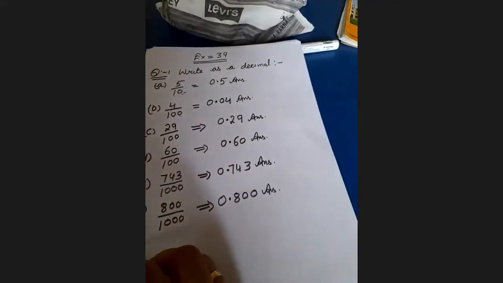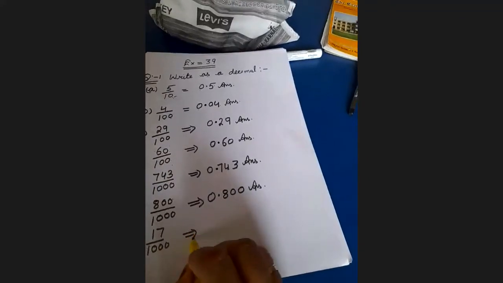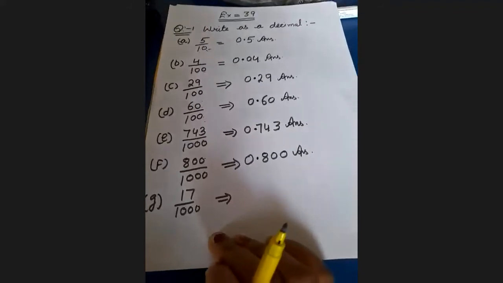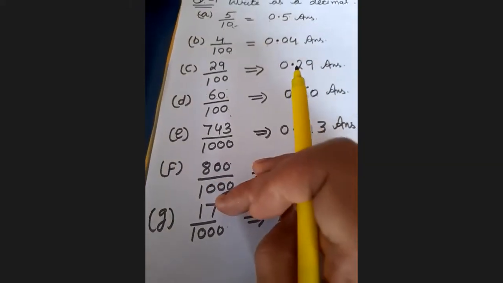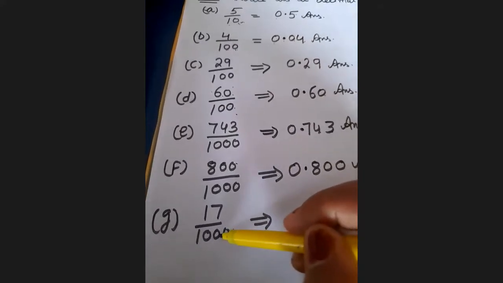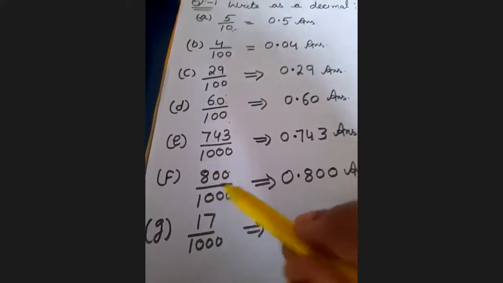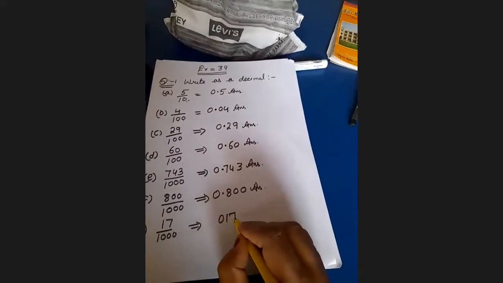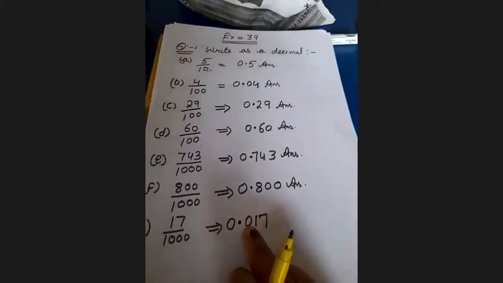Next is part G, 17 upon 1000. Now students, numerator is 17 and denominator is 1000. In the denominator we have three 0s: 1, 2, 3. So we will put the decimal after 3 digits. But in the numerator we have only 2 digits, 1 and 7. So we'll write 1, 7 and put a 0 in front. 1, 2, 3. Now put the decimal. So your answer is 0.017.